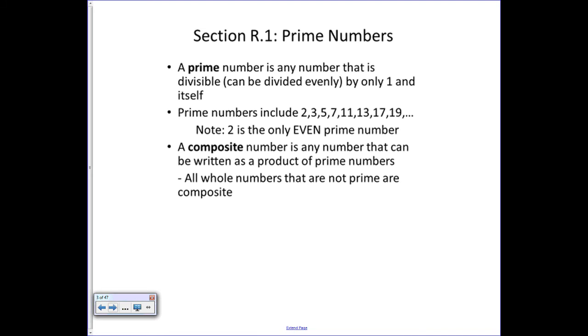Prime numbers are any numbers that are only divisible by 1 and itself. The first prime numbers include 2, 3, 5, 7, 11, 13, and so on. Note that 2 is the only even prime number.